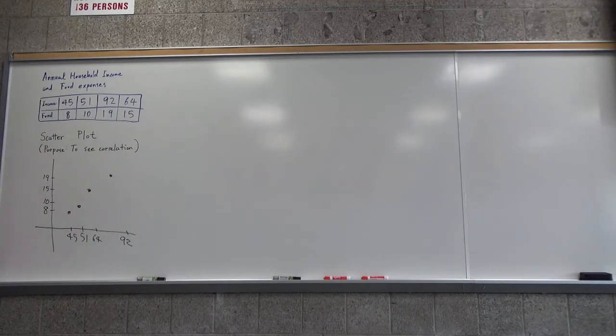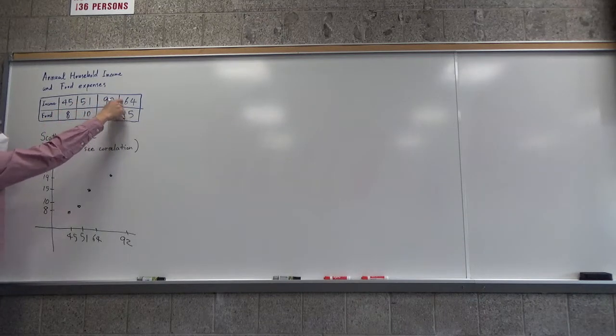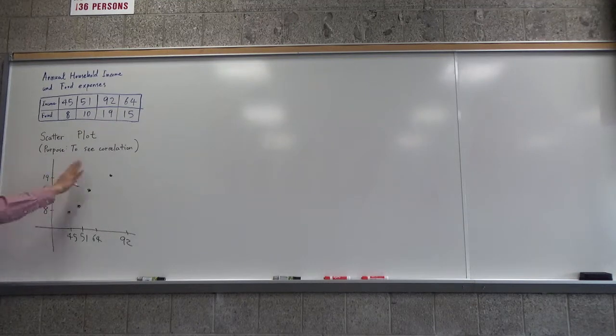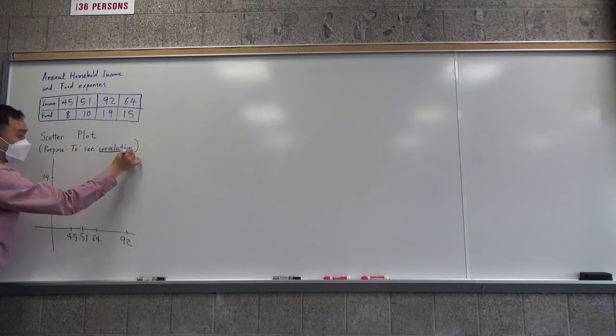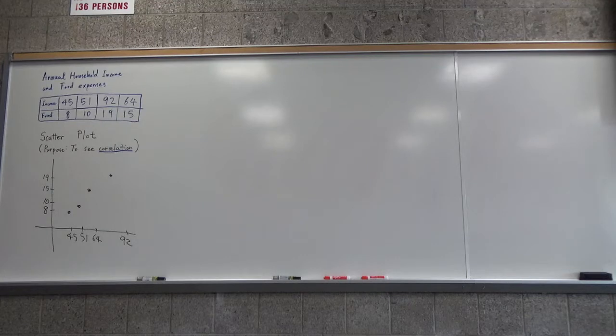And by the way, that is the reason why you want to do a scatter plot, okay? If you have two sets of variables, not necessarily one being dependent on the other, we don't know. Let's just draw up two sets of variables from a sample, so you have to get the values as pairs, so 45,8, 51,10, 92,19, 64,15, and you put them on the scatter plot to see if there's any kind of correlation between the two.